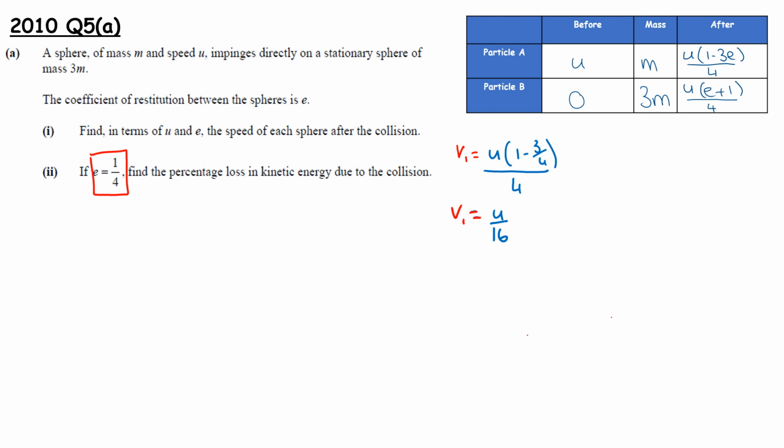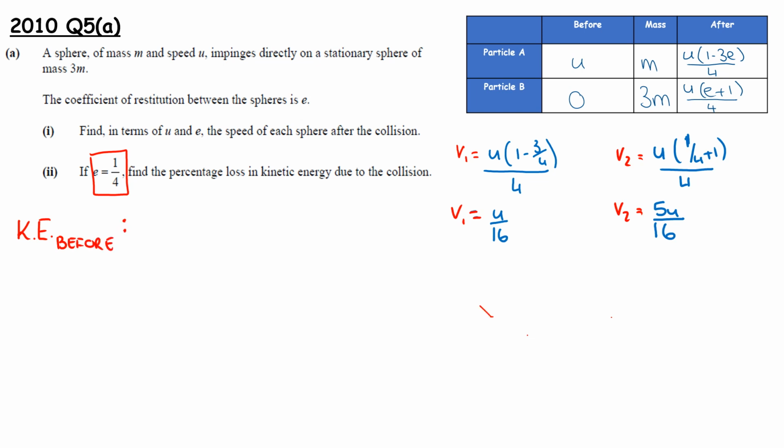And we can do the same for v2. And that's u bracket 1/4 plus 1, over 4, and that gives us 5u over 16. So we're going to talk about kinetic energy. So we need to understand the kinetic energy before and the kinetic energy after.